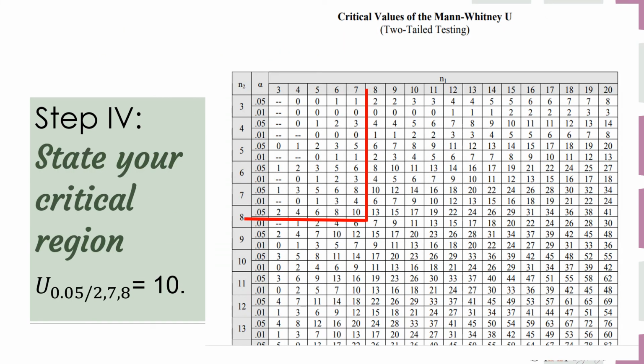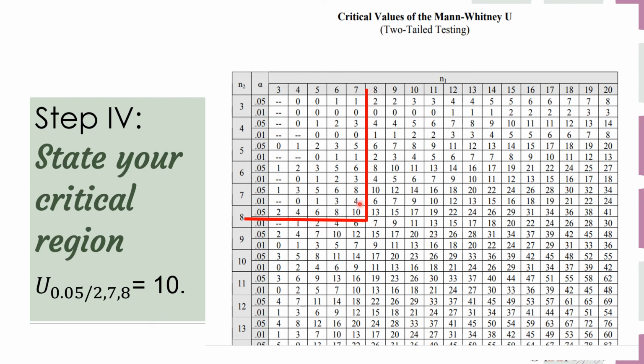So where did we get the value for 10 in our critical region? U 0.05 divided by 2 because it is two-tailed. And then N1, for group X, there are 7, and for group Y, there are 8. So we can take it here from the table. N1 here, this is 7, and then N2, this is 8.